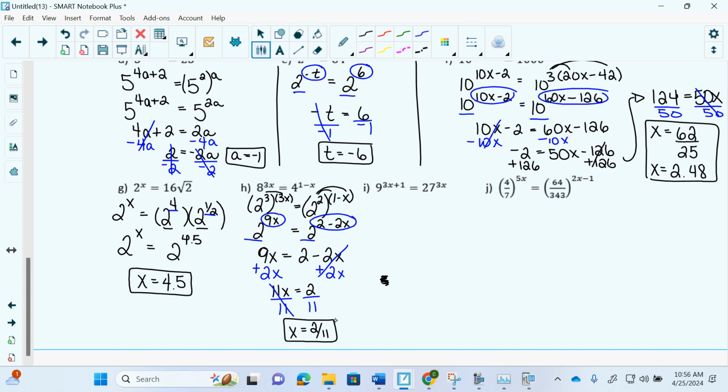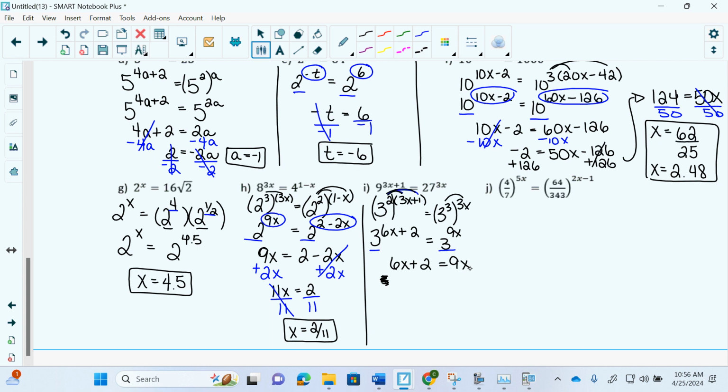We can make them both be base 3. So here I get 9, which is 3 squared, to 3x plus 1. And then here I get 3 cubed, with a 3x. I have to remember to distribute. So I get 3 to the 6x plus 2, to distribute through, equals 3 to the 9x. Base 3, so I get 6x plus 2 equals 9x.